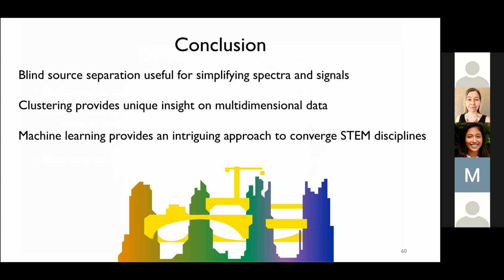Okay, so in a quick conclusion, hopefully I showed that blind source separation is a useful tool for simplifying spectra and signals. I have lots of code on this stuff that I'd love to share, or GitHub repositories that I'd love to point you towards if you'd like to know more. On the clustering end of machine learning, I hopefully showed that it can provide some rather unique insight, even on data that normally people might not think to take a look at, like that density corrected DFT comparison. And overall, machine learning sort of provides some maybe bridges between different disciplines in STEM.